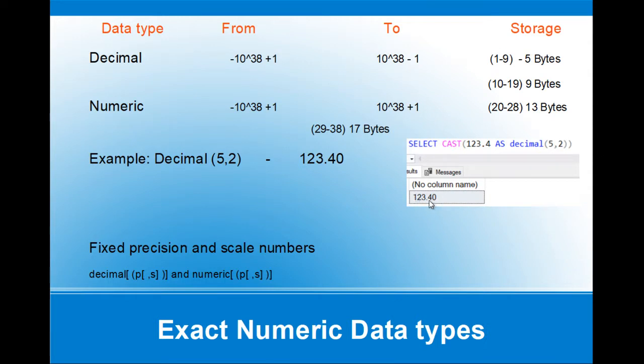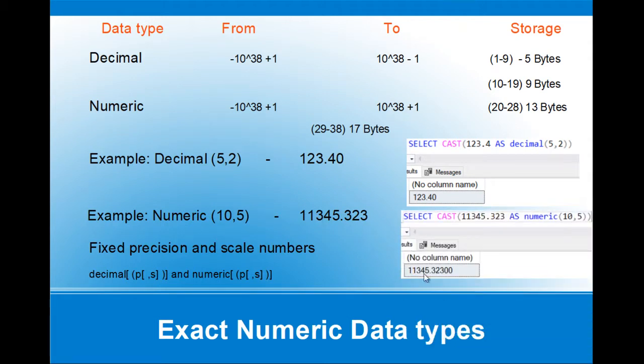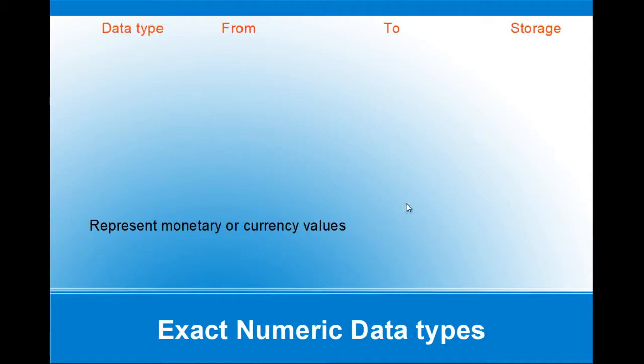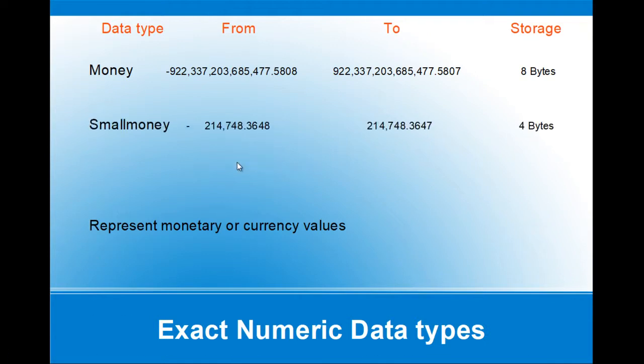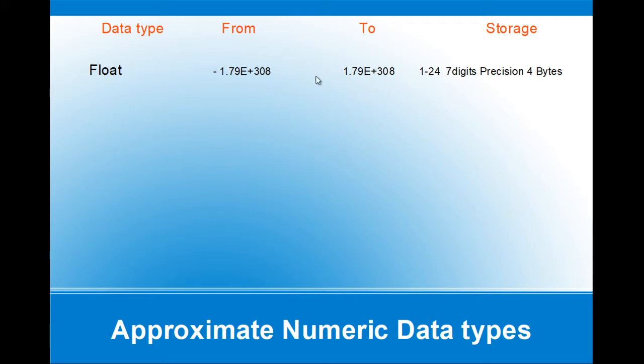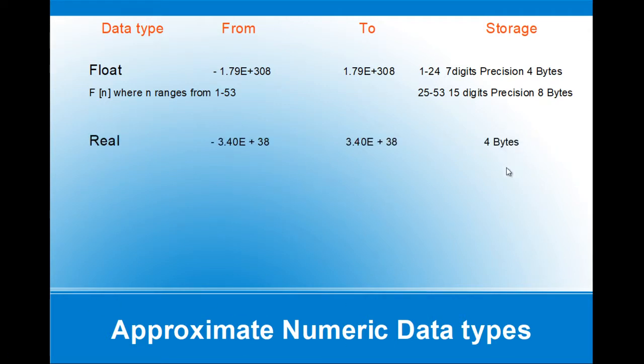Here, there are overall 5 digits and 2 are for the scale. The next one is the numeric 10, 5. If I take the example of this, there are overall 10 digits and 5 scale and 5 precision, right? The next one is the numeric data type, that is currency and money. So basically when we are dealing with money, we can use money or the small money based on the values you store, the range. The next one is the float data type, which is ranging from this particular value to this particular value, and it takes 4 bytes each, if you are using 1 to 24, that is 7 digits precision. The next one is real data type, which takes 4 bytes each.